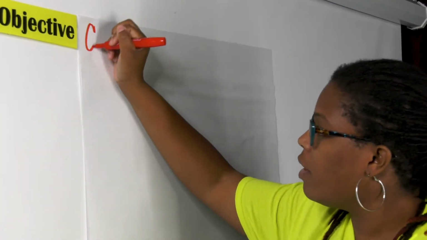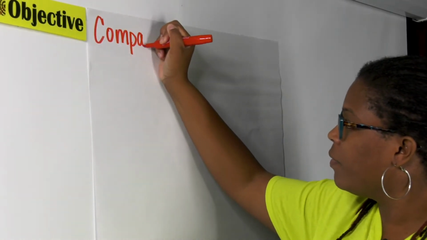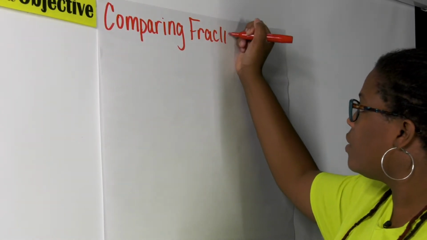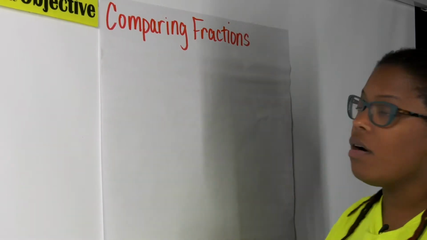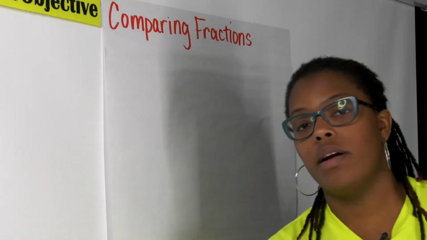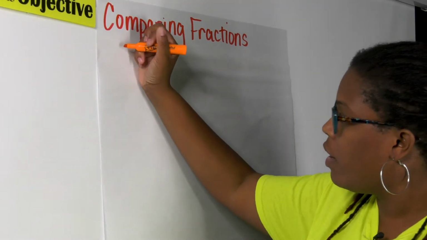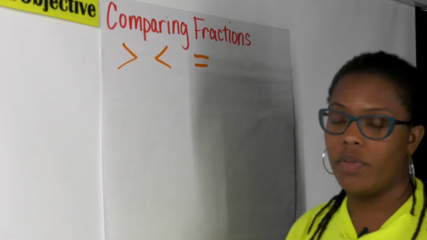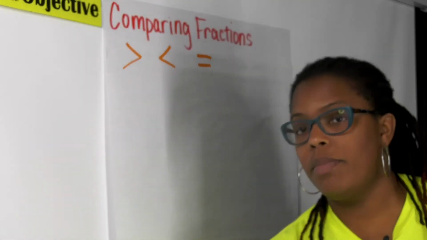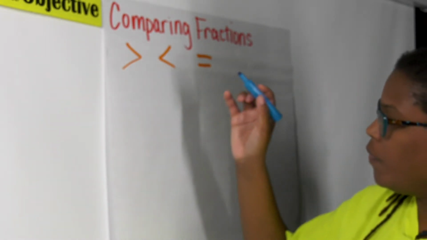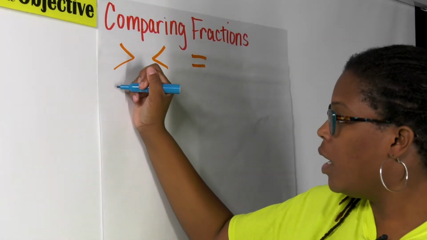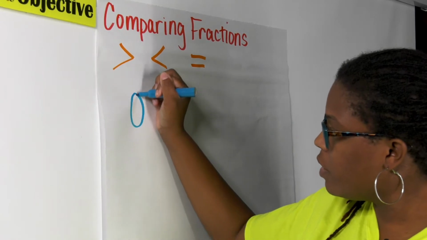So our lesson today is on comparing fractions. And I'm sure that you have recalled what we use in math to compare. We use three symbols: our greater than symbol, our less than symbol, and our equal to symbol. Okay, so generally when we compare fractions, sometimes the numerator and the denominator differ. Okay, but when we are comparing fractions, sometimes there's a circle in the middle.